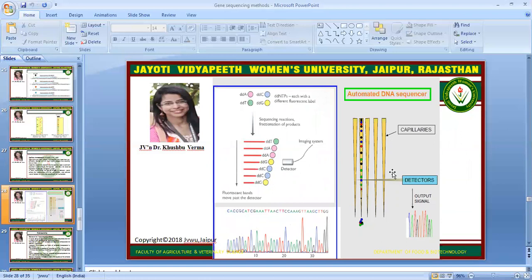We go for the sequencing reaction and fractionation of the products, and this is the detector, which is basically the imaging system. Fluorescent bands will be shown and move past the detector. So we will get these kinds of peaks, and it will help for the automated sequencer. And this is the automated sequencer. We will get the capillaries.